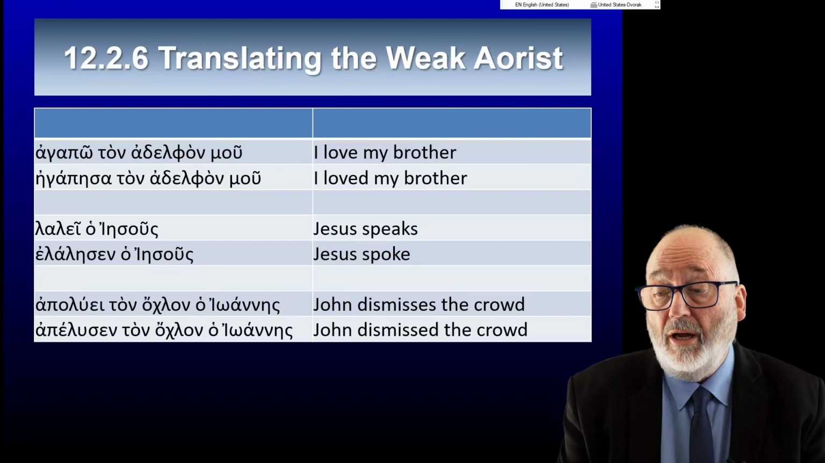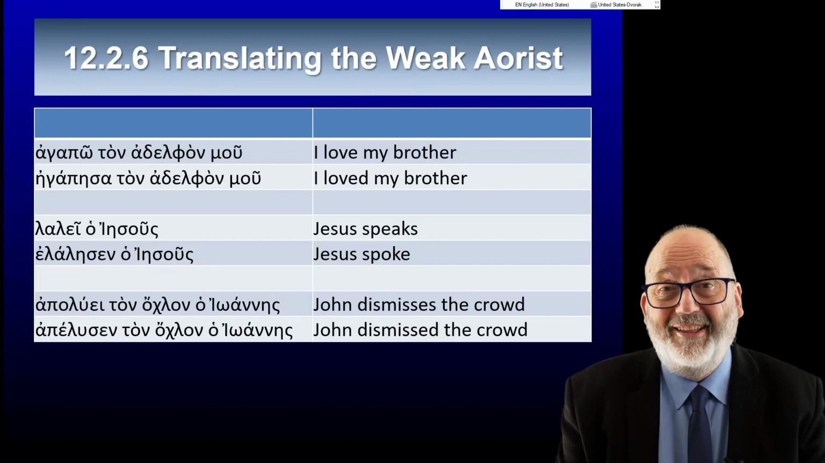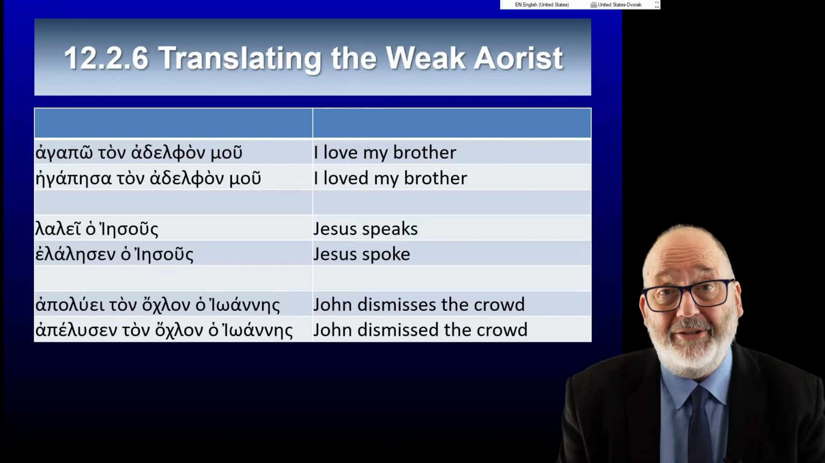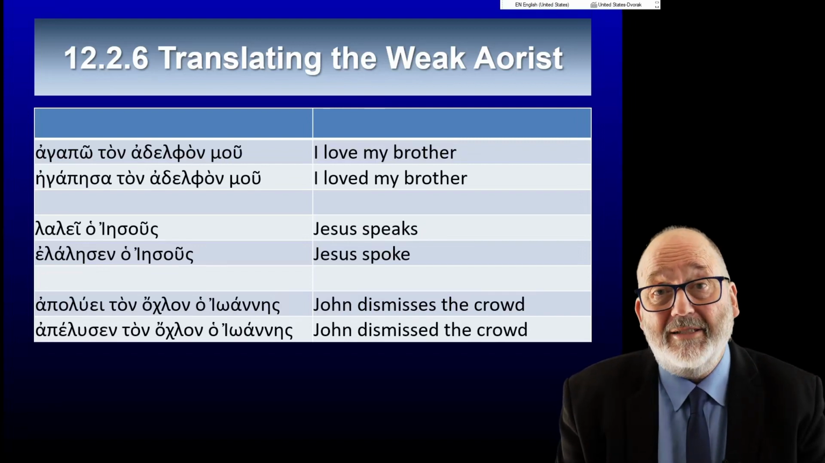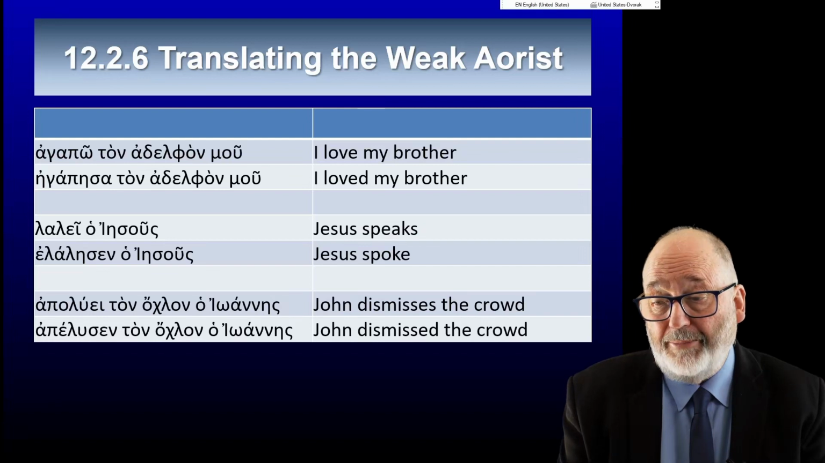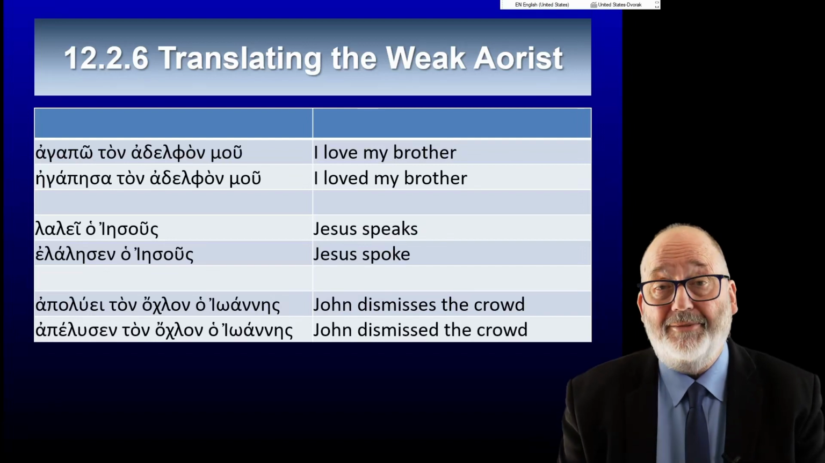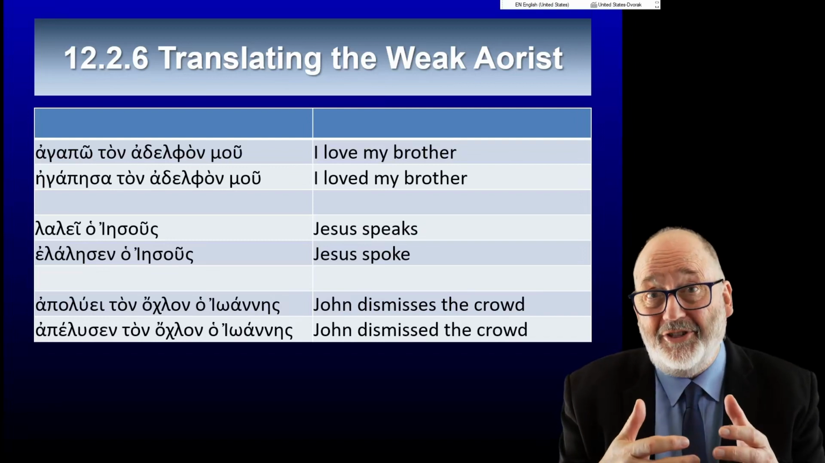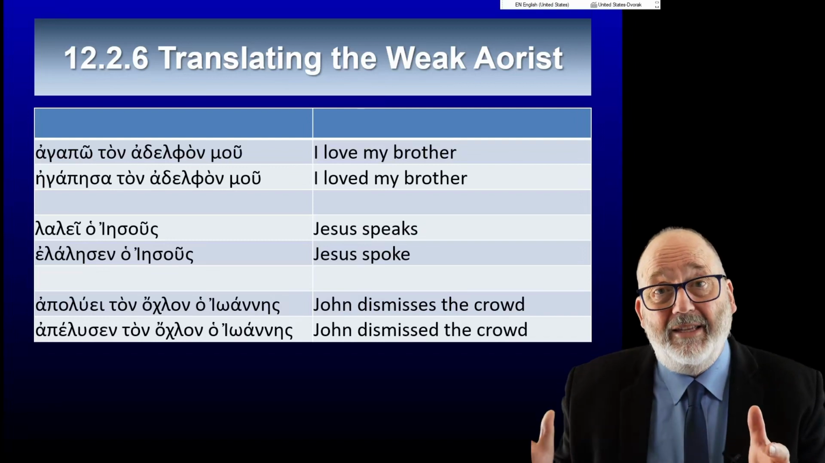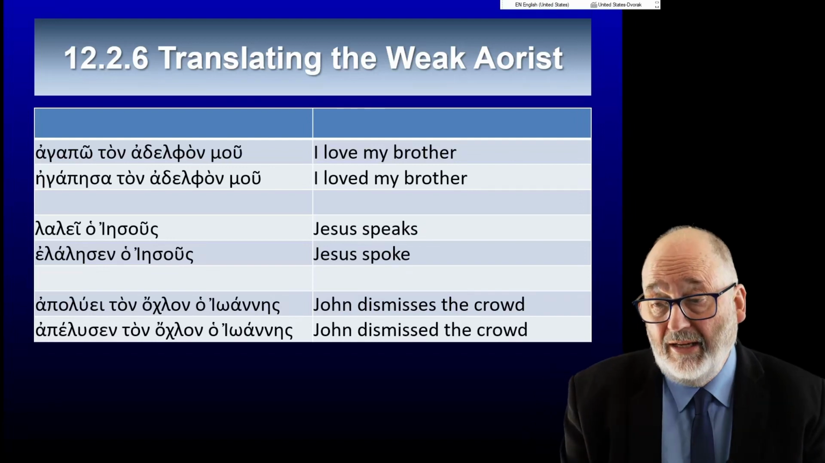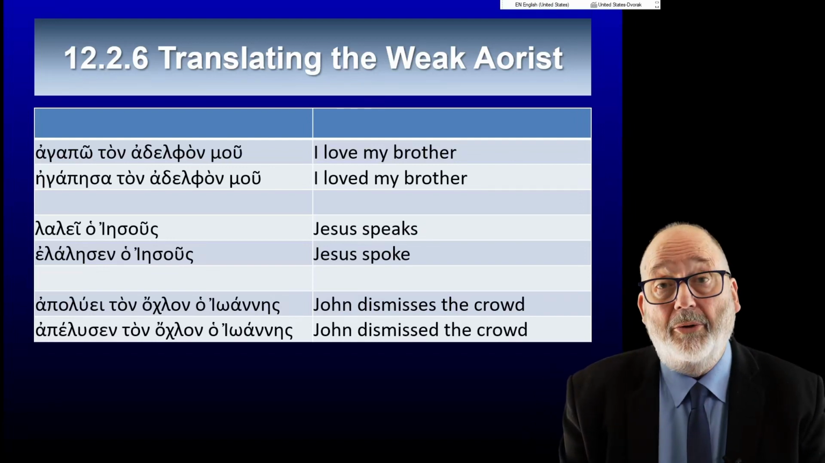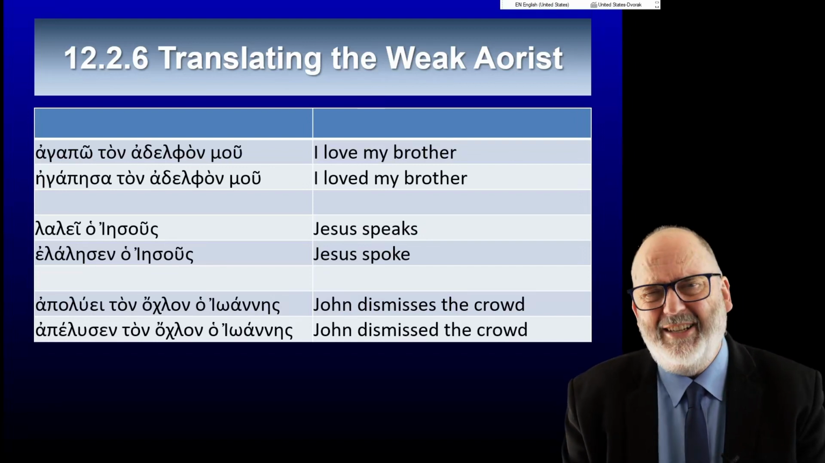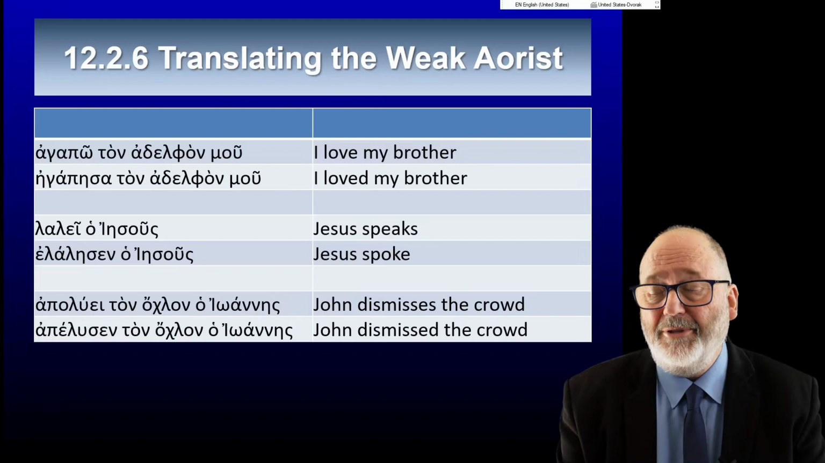Final example. Apolluo ton ochlon ho Ioannes. Actually, you'll notice that this is a not untypical way that the Greek New Testament will handle the subject of the verb. Apolluo is he dismisses. And we already know it's a third person he or she or it, and they can leave the actual subject to the end. So apolluo ton ochlon ho Ioannes is John dismisses the crowd. And in English we need John first, but Greek can postpone it.